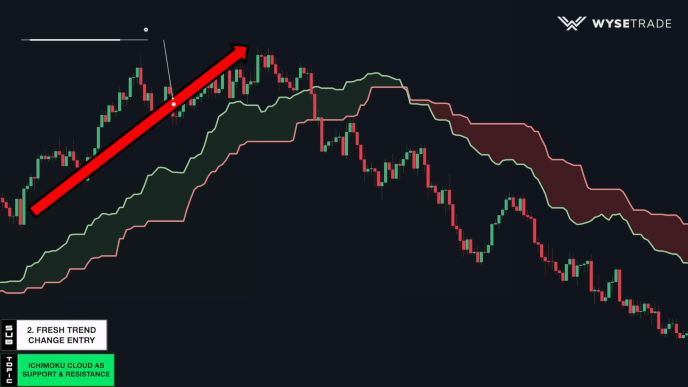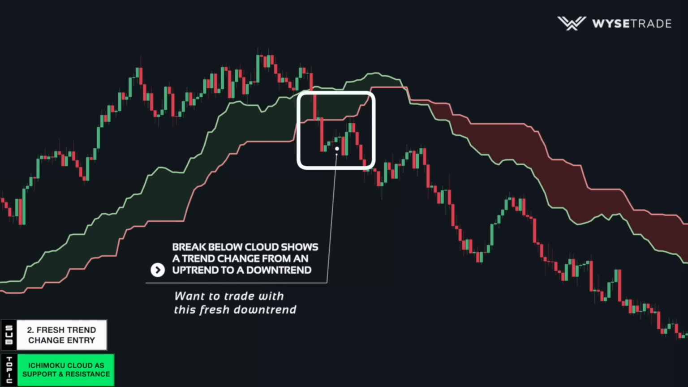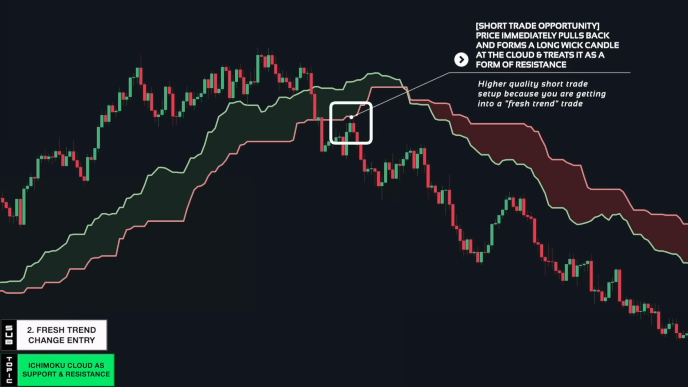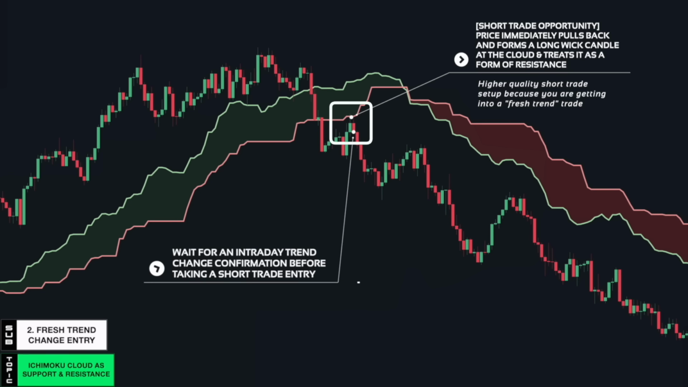Price is above the cloud, which signals an uptrend. Once price breaks below the cloud, this is a trend change from an uptrend to a downtrend. You then had an immediate pullback and candlestick reaction to the Ichimoku cloud resistance, which presented a short trade opportunity. Once you had your intraday trend change confirmation, you would take short entries.